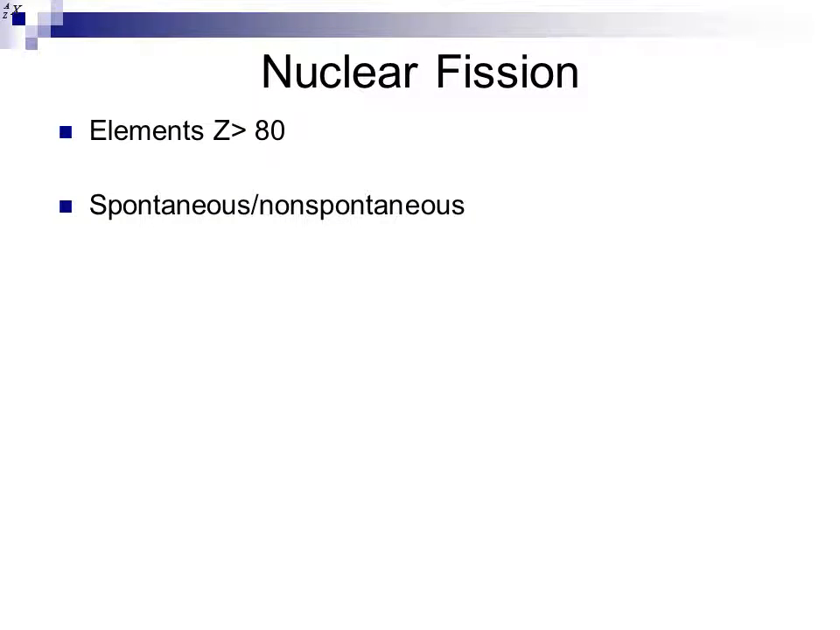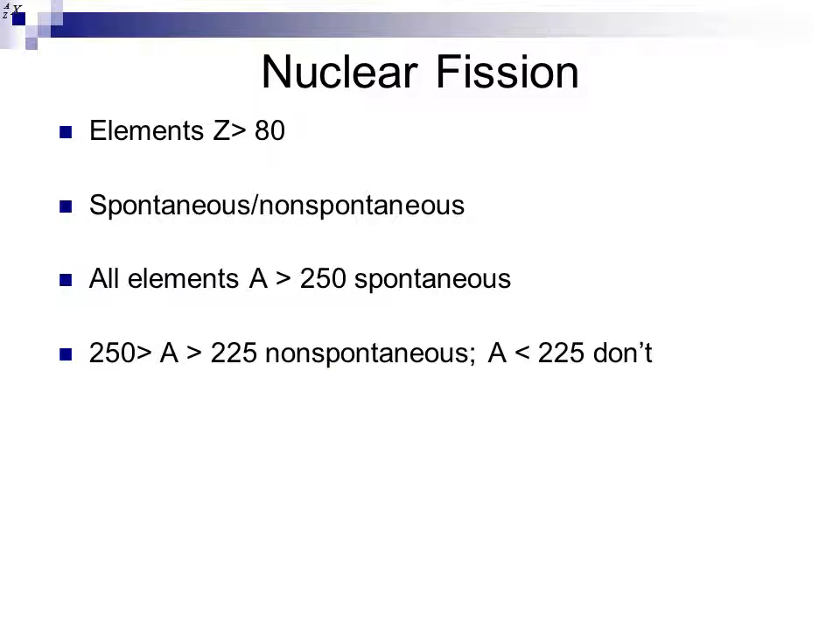Nuclear fission is a different process from the transmutations that we've talked about up until this point, and it occurs with elements that have an atomic number over 80. This is either a spontaneous or a non-spontaneous process depending upon how heavy the element is. All elements that have a mass number greater than 250 undergo spontaneous nuclear fission because their nuclei are too unstable.